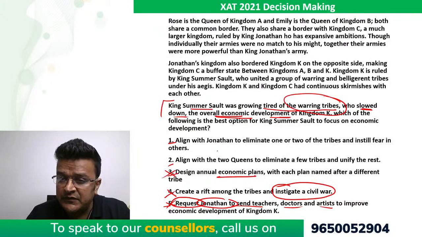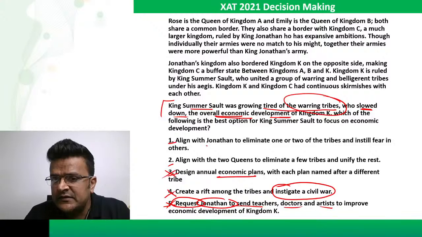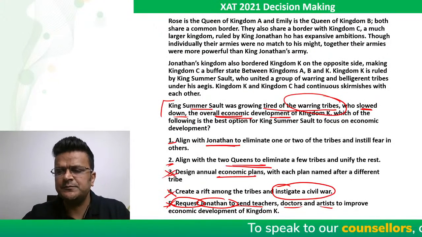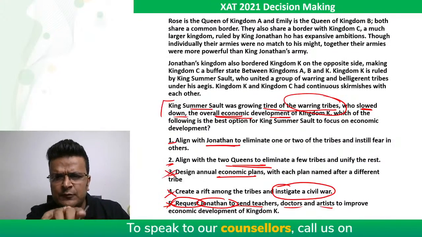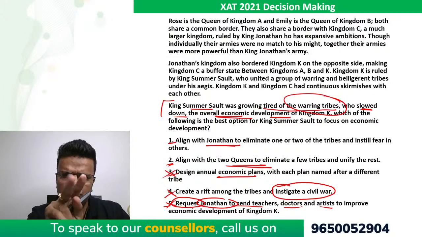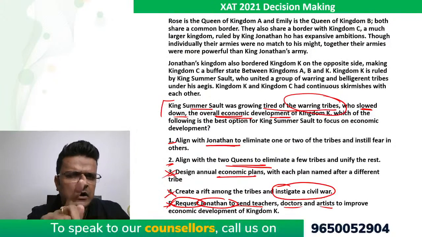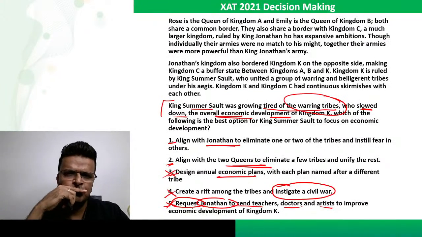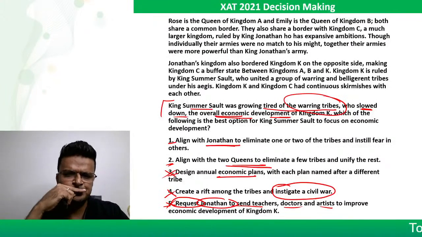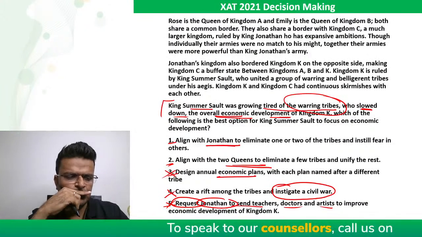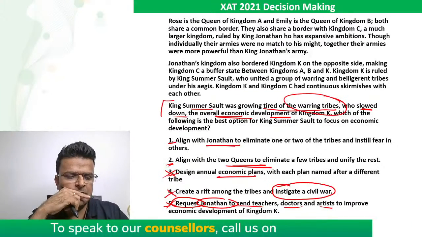Now think about it, guys. 1 says go to Jonathan. Option 2 says go to the queens. Who do you think will be able to help more? Will Jonathan help or will the queen, those two queens help? Where are the chances higher of getting help? You tell me. Based on the case. Quickly.